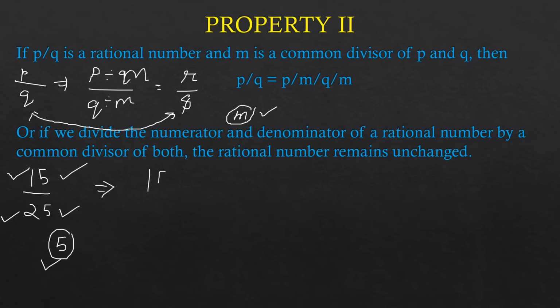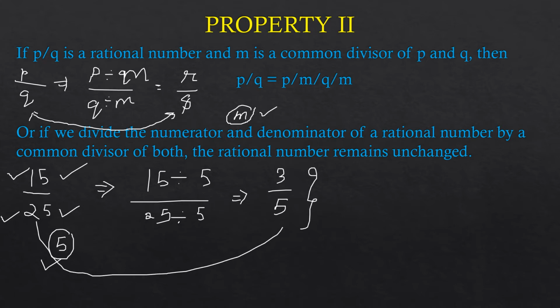Alright, so 15 will get divided and 25 will also get divided by the common divisor, and that common divisor is 5 here. So 15 divided by 5 gives us 3, 25 divided by 5 gives us 5. The new rational number is 3 by 5, and this 3 by 5 will be equal to 15 by 25. This will be equivalent to it. Means the value, the number remains unchanged.